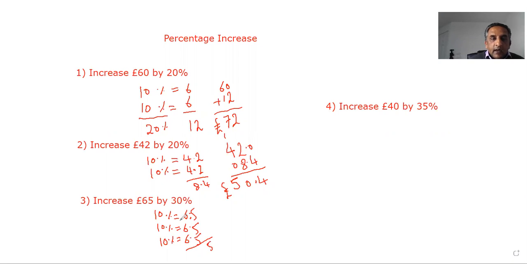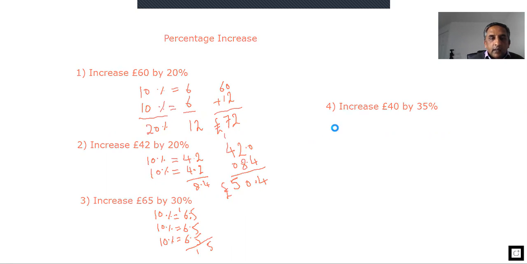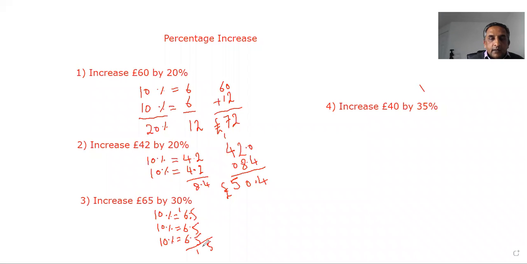So we write 5 and carry 1 forward. 6 plus 6 plus 6 is 18, and 18 plus 1 is 19. So it will be 19.5. So your answer is found by adding 19.5 and 65 to get the final answer, because we have to increase 65 pound by 30%. So 30% of 65 is 19.5.